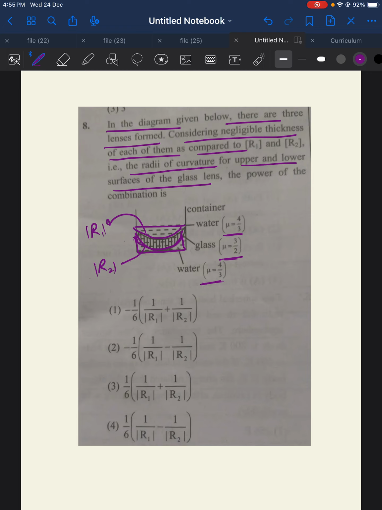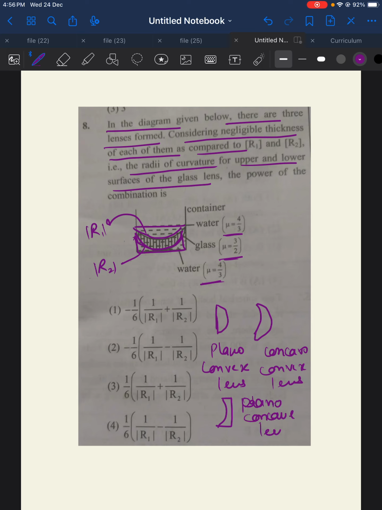So let's see what the lenses formed are. The first lens that is formed is a plano-convex lens, right? The second lens that is formed is a concavo-convex lens, and the third lens which is being formed is a plano-concave lens, right? So these are the three lenses which are being formed here.